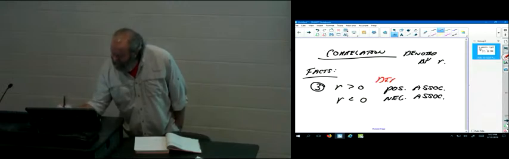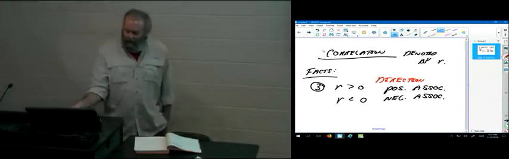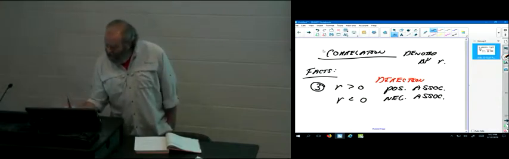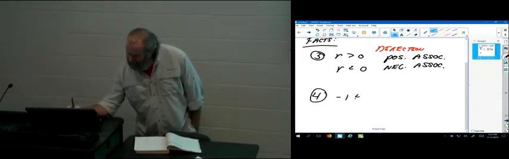So the way I think about this is, it's going to tell me two things, the direction and the strength. This part here is telling me about the direction, right? The sign of it. Forget what the value is. If it's positive, you're seeing a positive association. If it's negative, you're seeing a negative association. And then the one where I left off last week was this one, that this is always true.